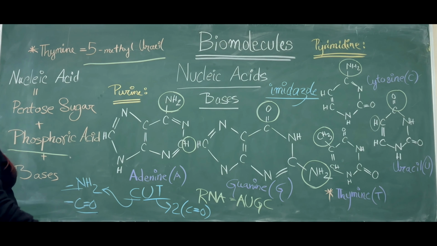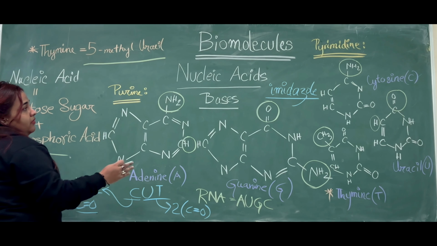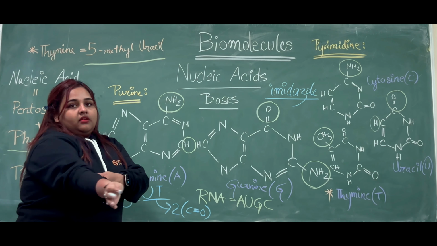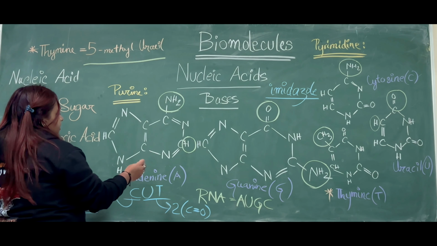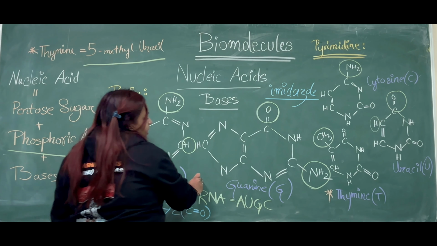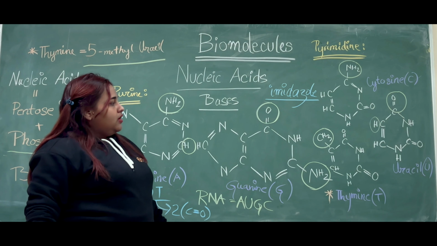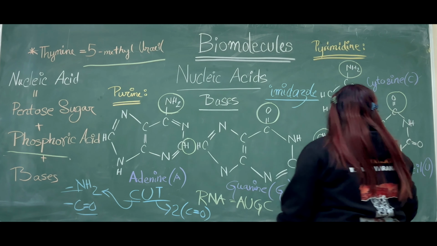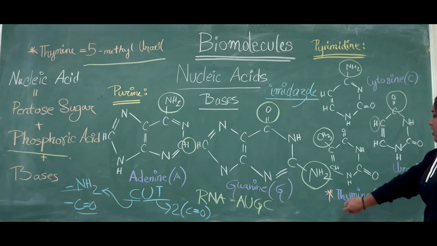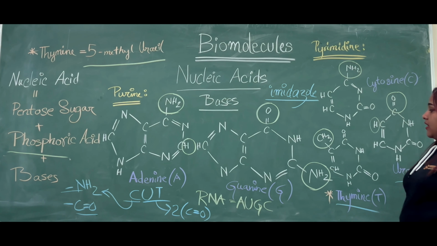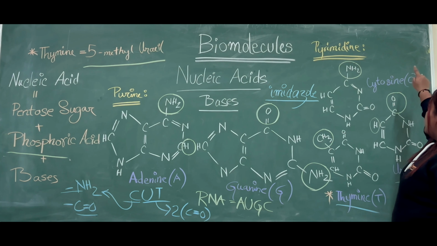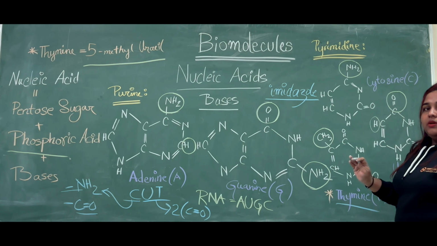And also, purine always bonds with pyrimidine. It's not like adenine can bond with guanine. No, adenine has to bond with either uracil or thymine, and guanine always bonds with cytosine. There is no other way.